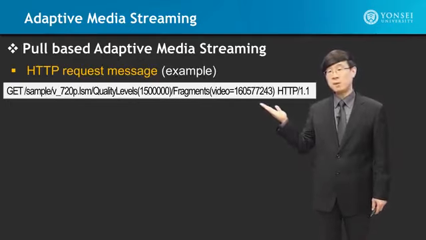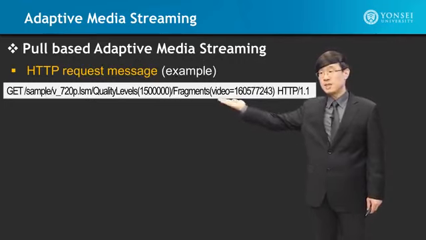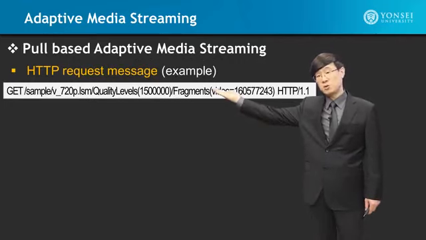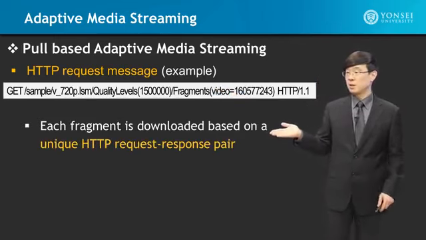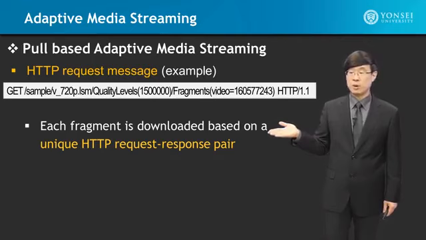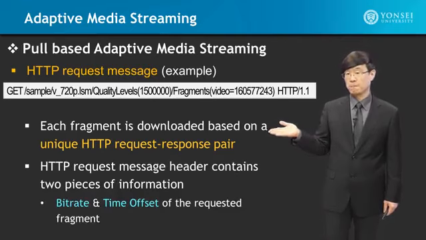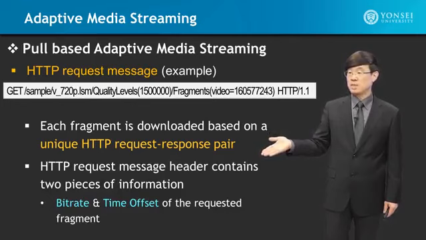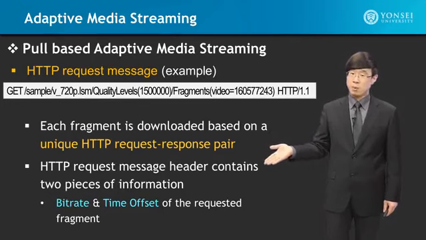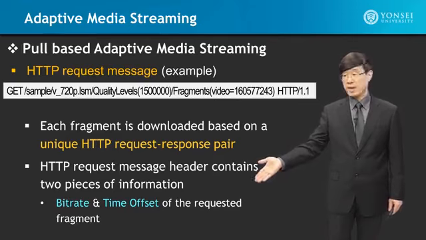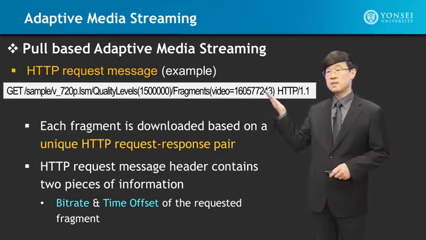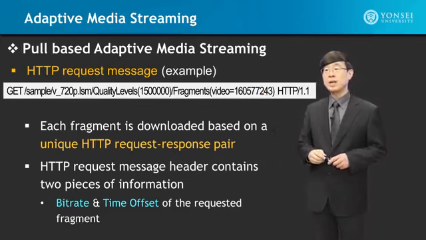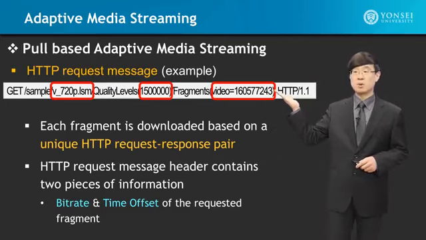Looking into the HTTP request message, for an example, you see that this is a GET message because at the far end you see GET, G-E-T, listed down there. Each fragment is downloaded based on a unique HTTP request-response pair. In addition, the HTTP request message header contains two pieces of important information. One is the bit rate, and the other is the time offset of the requested fragment. Looking at this HTTP GET request message, where is that? Well, you can estimate this information from these parts right here.